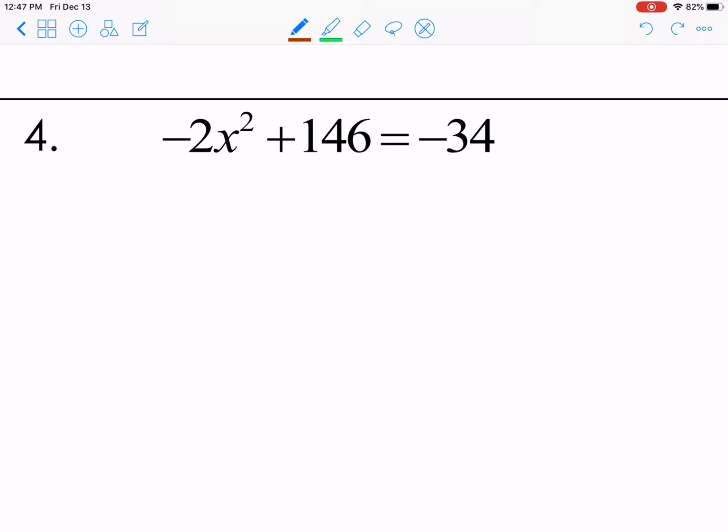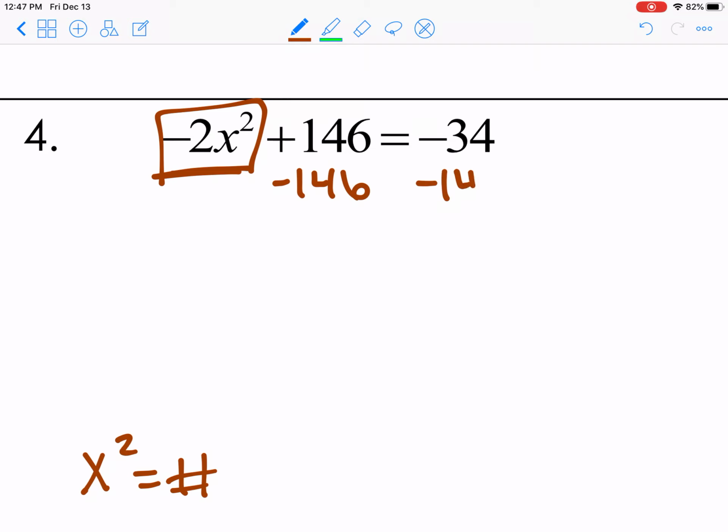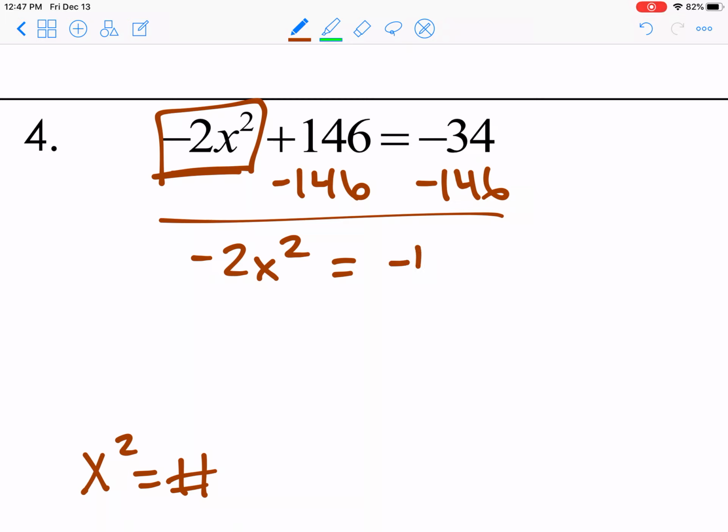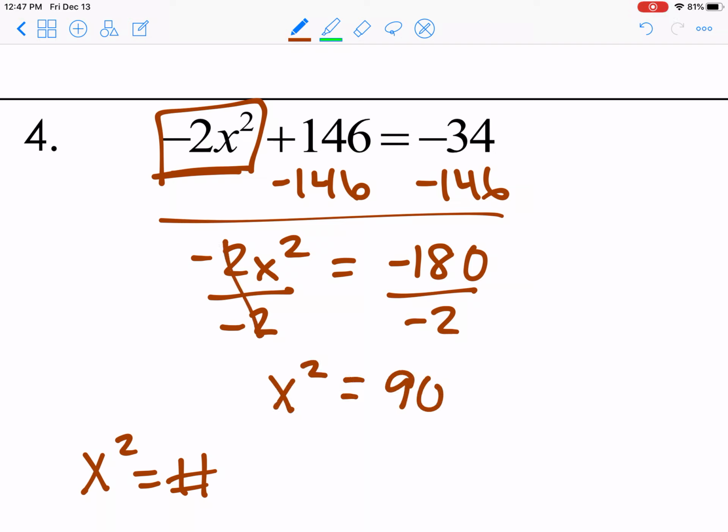What we want to do is get this to a place where it looks like x squared equals some number. So I'm going to start by trying to isolate this term. I'm going to subtract 146 from both sides of the equation. And when I do that, I get negative 2x squared equals negative 180. I'm close. Don't square root here. Sometimes students try to do that and it's not quite there yet. What we need to do is get x squared totally alone. So I'm going to divide by whatever's in front of it. Once I do that division, I get x squared equals 90.